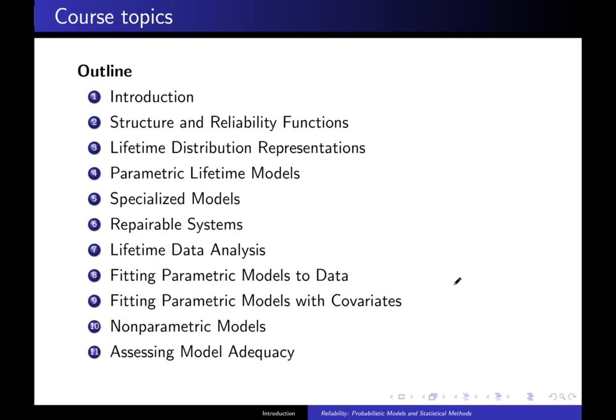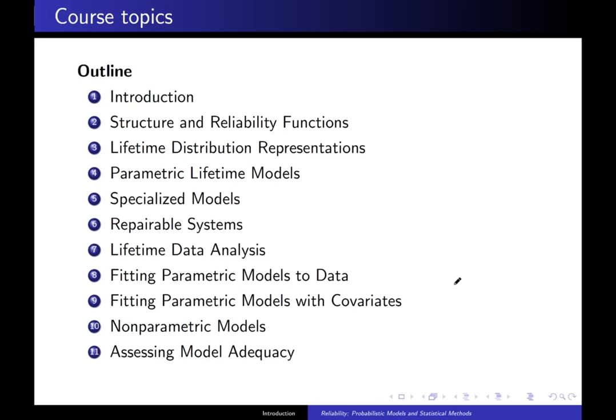Here's an outline of the 11 chapters in the book. We're in the midst right now of chapter 1, which is an introduction. Basically, what we do here is we define reliability and we look at the related disciplines such as actuarial science and biostatistics. And then the last thing we're going to do in this chapter is go through this outline of the 11 chapters. So it's very introductory in nature, not much content.